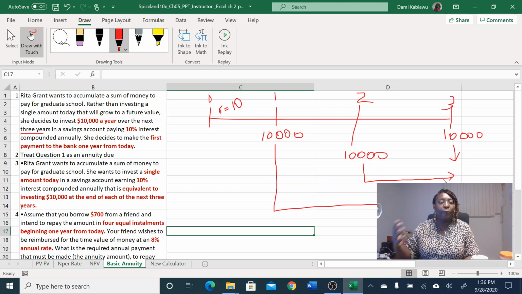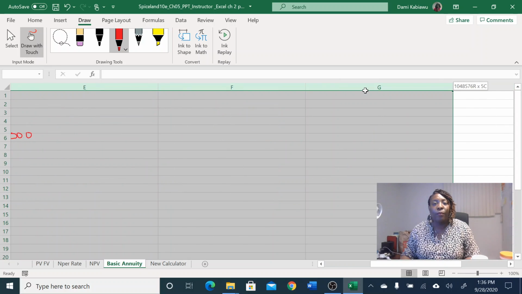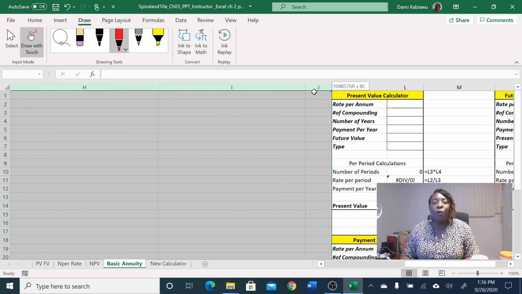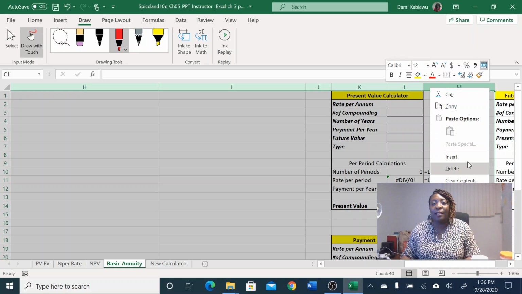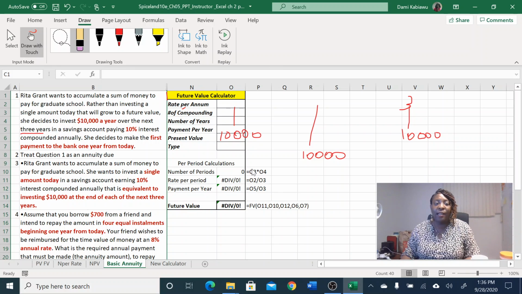Well, let's simplify it, because we could do the future value calculation here using a basic Excel future value calculator. Now I'm going to hide these tabs here and go back to my formulas for future value. So let's hide. And then I'm going to erase the timeline that I did. I thought hiding those columns will hide the timeline, but it didn't.